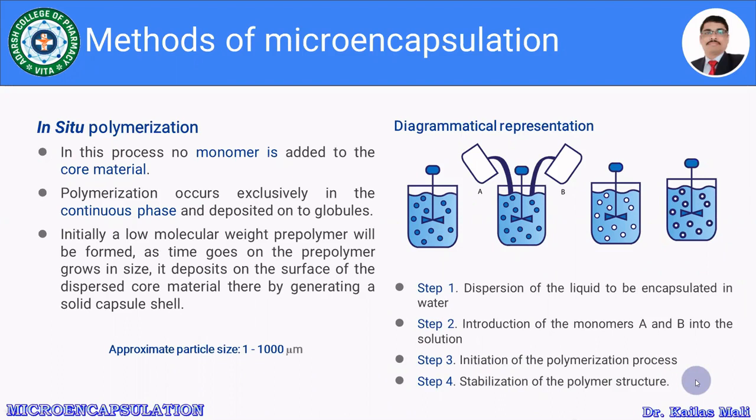Okay, so this is about the in situ polymerization. Generally, we are getting the particle size ranging between 1 to 1000 micrometer when we are using the in situ polymerization.